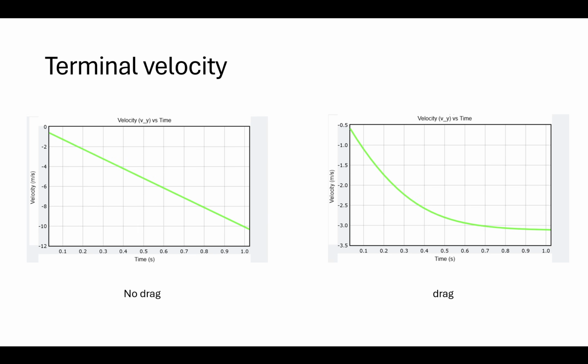For terminal velocity, does any of my models predict terminal velocity? I think my no drag one does not include terminal velocity because it goes linearly forever. However, I think the one that includes drag does show terminal velocity because it begins flattening into a horizontal asymptote.